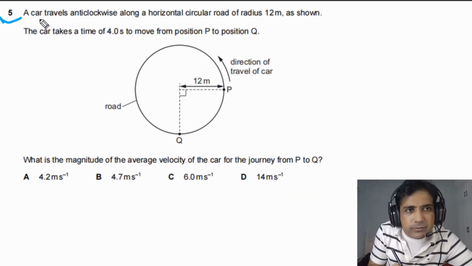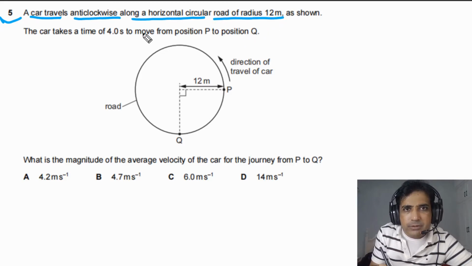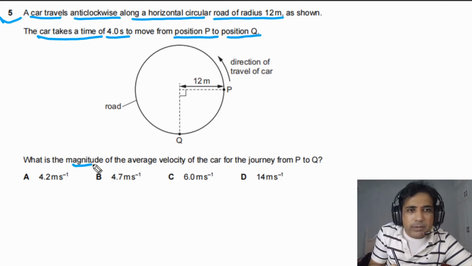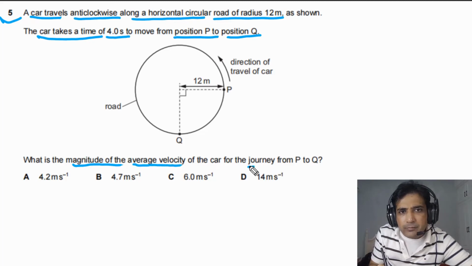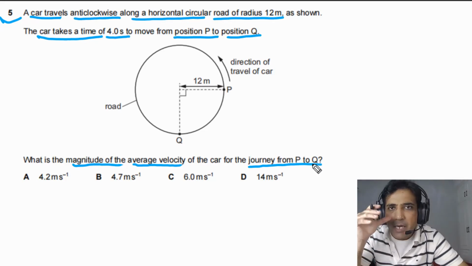For question number 5, it is given to us: a car travels anti-clockwise along a horizontal circular road of radius 12 meters as shown in the figure. The car takes a time of 4.0 seconds to move from position P to position Q. What is the magnitude of the average velocity of the car for the journey from P to Q? The question is asking us to calculate average velocity.